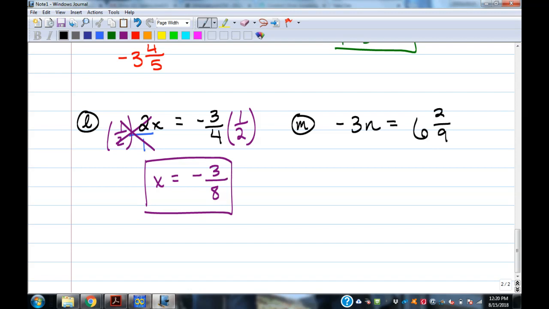It makes sense. But in algebra class, we need to do what with that mixed number? Change it to an improper fraction so that we got just one thing to deal with over there. How do we change 6 and 2 ninths into an improper fraction? 9 times 6 plus 2, which is?